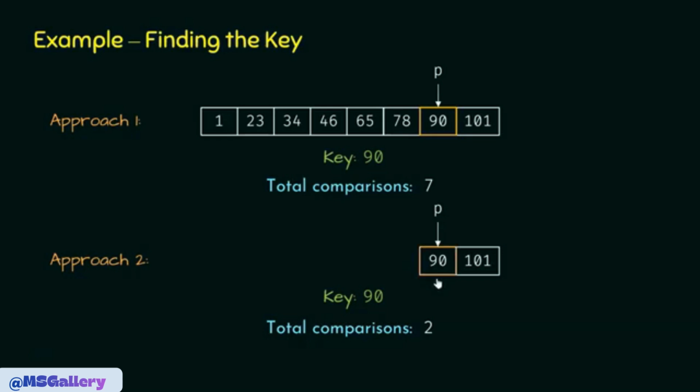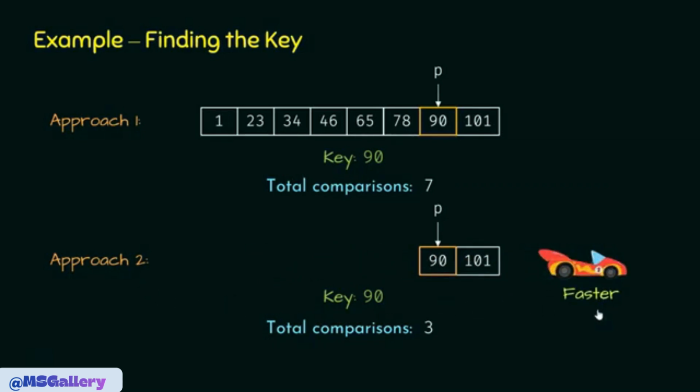And also, the total number of comparisons at this point is 3. So we found the item with just 3 comparisons. So approach number 2 is faster than approach number 1. In approach number 1, we took 7 comparisons to come to this conclusion that 90 is available in the list. While in this case, we took 3 comparisons to come to this conclusion that 90 is available in the list. So clearly, approach number 2 is faster.